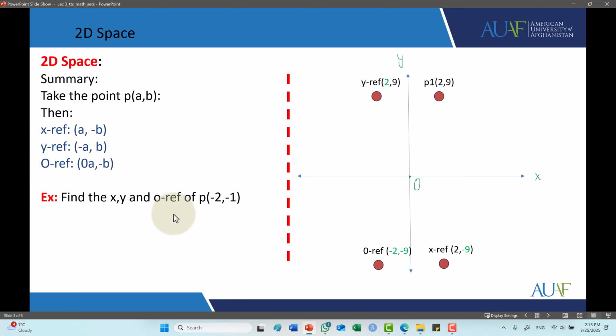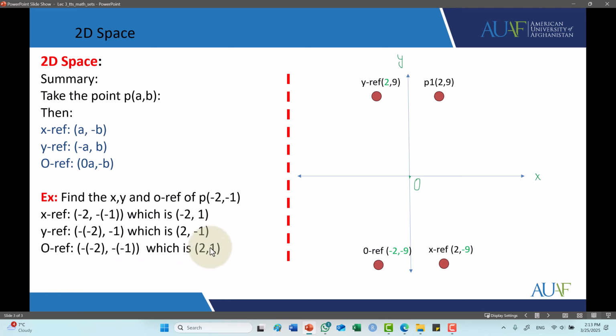For example, if we would like to find the reflection of the point (minus 2, minus 1) with respect to x, y, and the origin, for finding the x reflection, we change the y coordinate to the opposite sign. That's (minus 2, 1). For finding the y reflection, we change the x coordinate sign to the opposite sign. That's (2, minus 1). And finally, to find the O reflection, we change the sign of both of the coordinates of the given point to their opposite sign, and that is (2, 1). That means the point (2, 1) is the O reflection of (minus 2, minus 1).